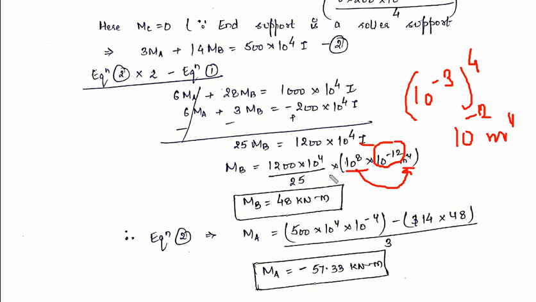So just put the values of I, the value of MB will come out to be 48 kilonewton meter, and after putting the value of MB in equation number 2, we can get the value of MA, which will come out to be minus 57.33 kilonewton meter.